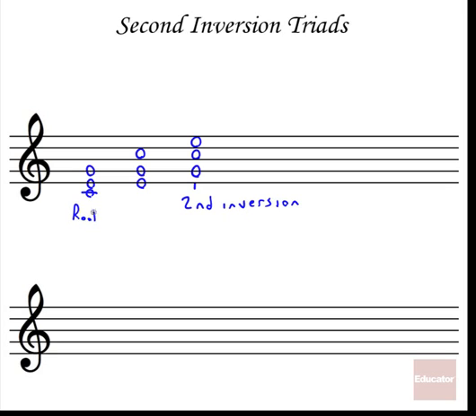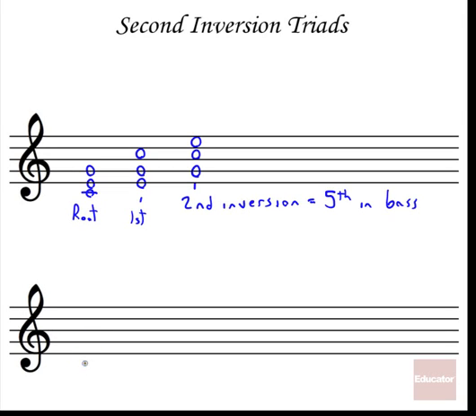So root, first, and second inversion, which I will write equals fifth in bass. And when I say it's in the bass voice, I mean that it's the lowest note of the triad. Let's do this example now with a diminished chord.